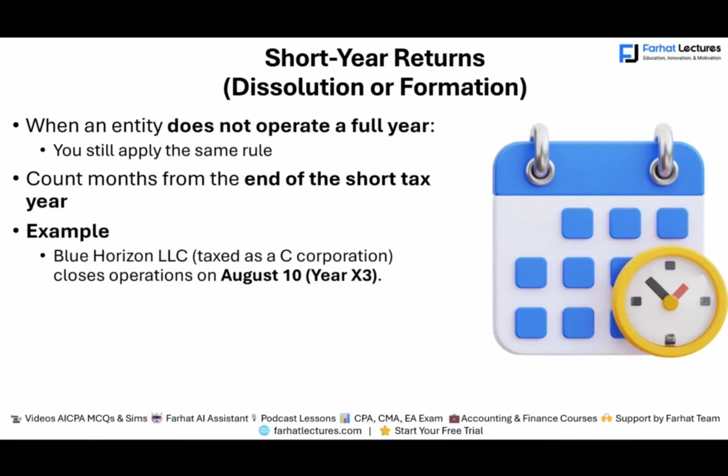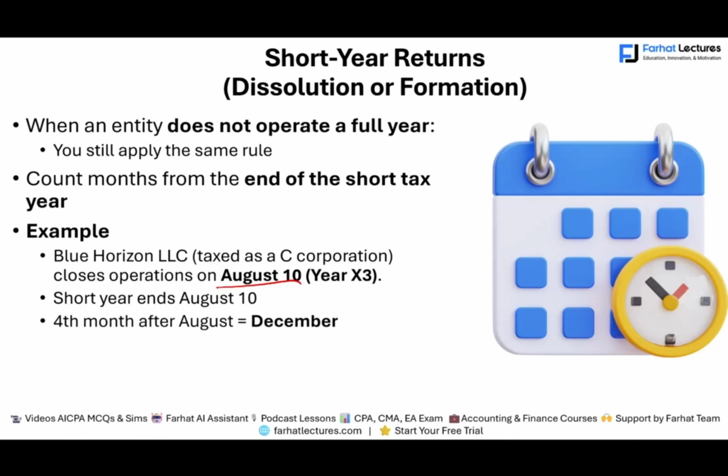For example, Blue Horizon LLC closes operation August 10th, year 3. Well, the short year ends August 10th. Then we have to count 3.5 months, or the 4th month after August. So we're looking at what? September, October, November, December. That's 3.5. December 15th is what we need to look at. 3.5 months from August.